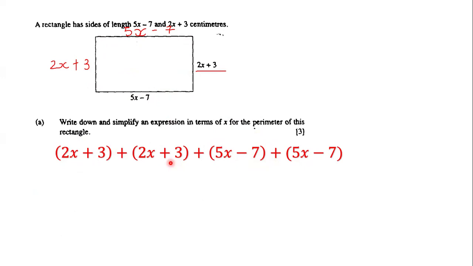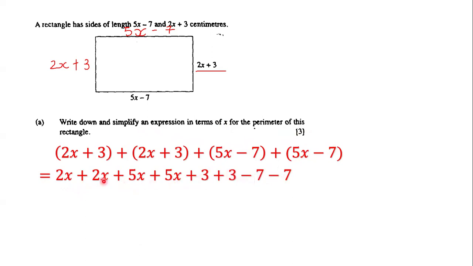So we're going to gather up all of our terms that have x in them. That's 2x, 2x, 5x, 5x. We add them all together. And then we take our numbers: we have 3, 3, negative 7, and negative 7.